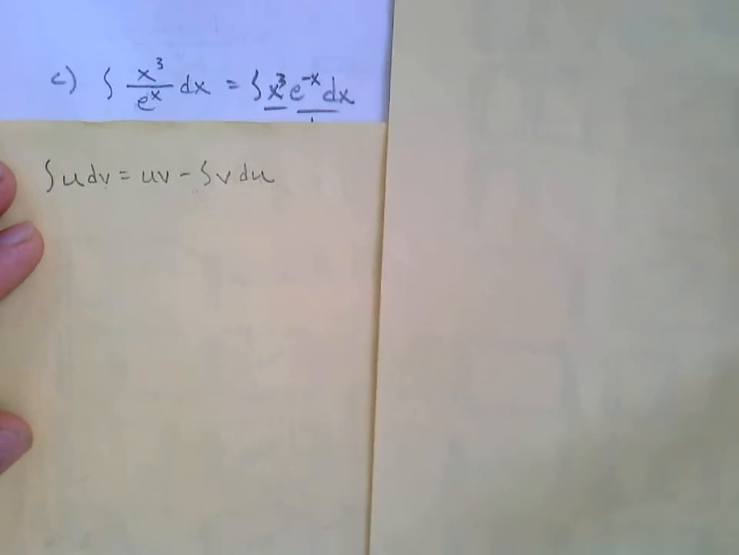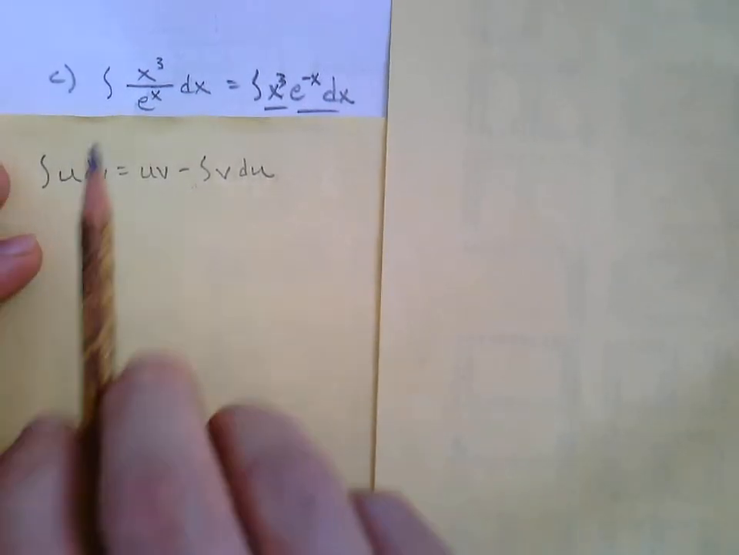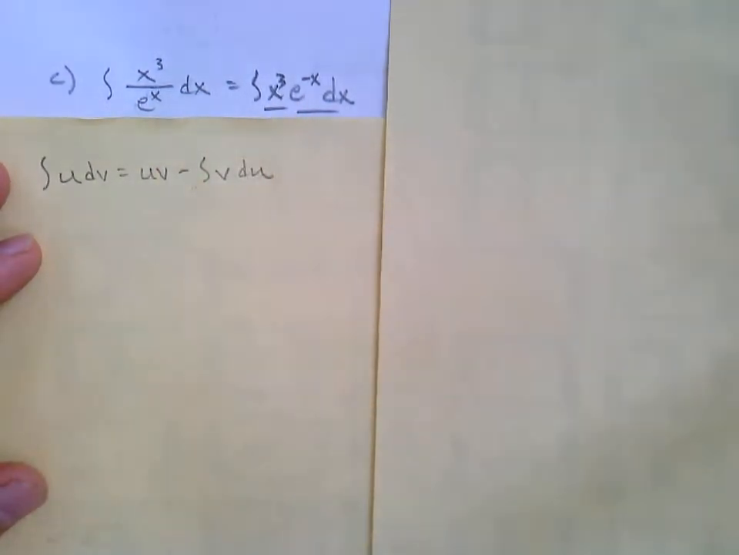Well, we see that fraction, right? We can't work with a fraction. The formula is based on multiplication. So here's what we'll do. We'll think of it as e to the x becomes e to the negative x.